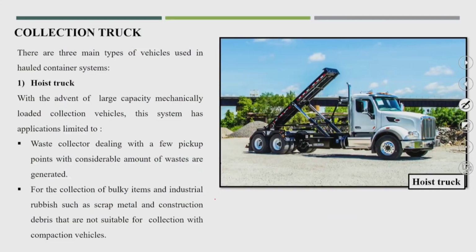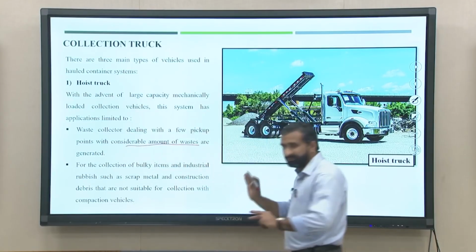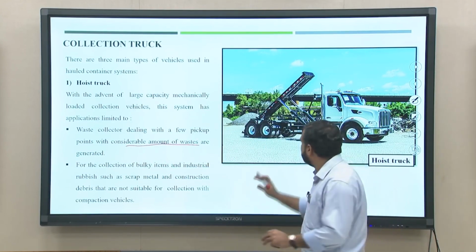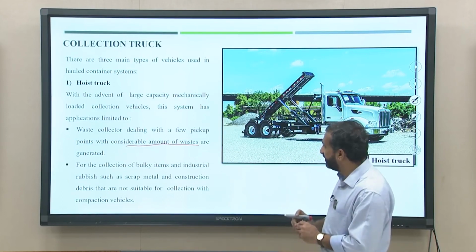Now, there are different kinds of collection vehicles used for the hauled container system. There are three main types of vehicle. First is the hoist truck. You see in the photograph of the hoist truck, with the advent of large capacity mechanically loaded collection vehicles, this system's application is limited to locations where a considerable amount of waste is generated. Different sizes of containers can be used in this vehicle.